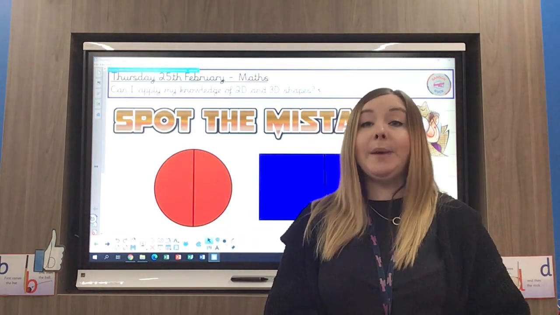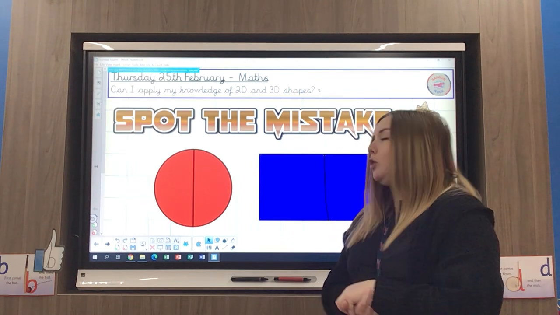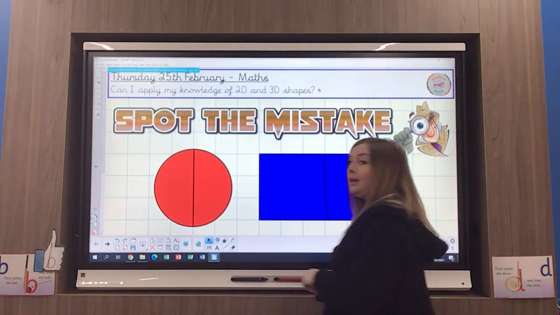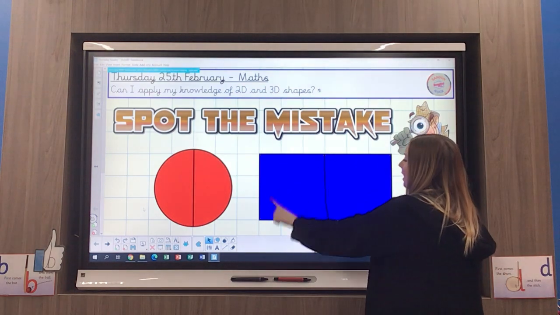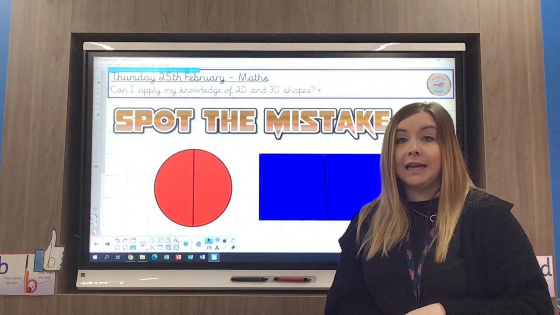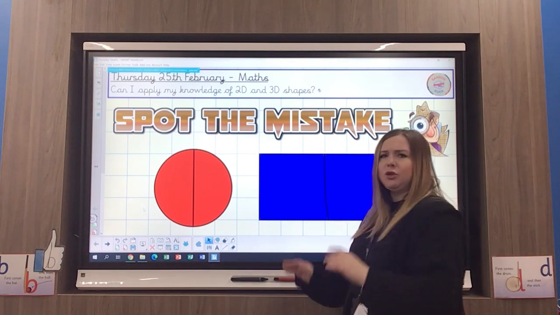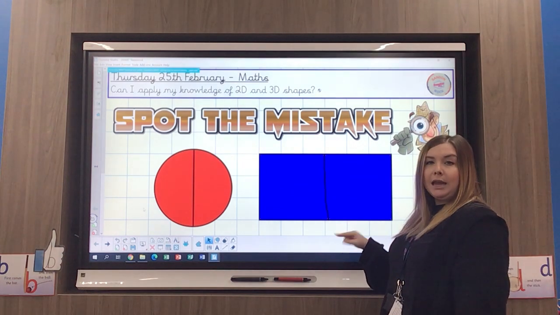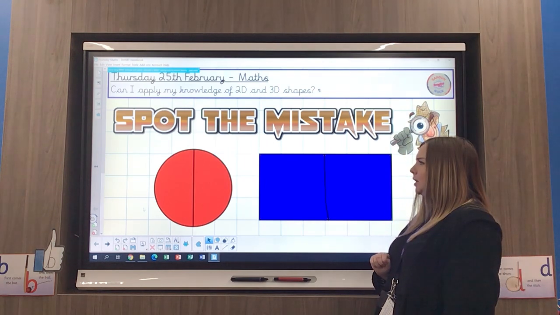Okay, now before we get started with today's lesson, I've got a quick spot the mistake for you. So, I've got two shapes on my board. I've got a circle and I've got a rectangle, and I know that's a rectangle because these two sides are longer. And I've had a go at drawing the line of symmetry. Okay, so I've got one here. Remember, symmetry is where it's exactly the same on both sides. And I've got one here. Now, can anybody tell me which of these isn't quite right? Which one?